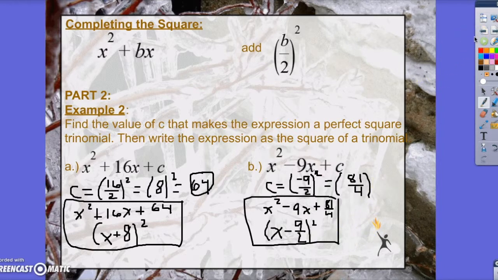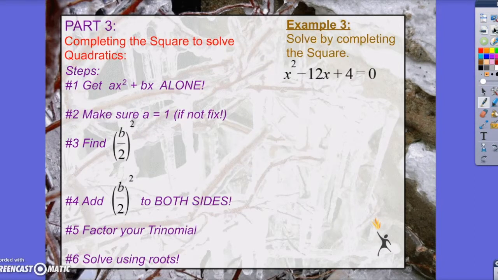Now let's put this together. Let's take example 1, example 2, and combine them to solve some problems. So you see here first, part 3, completing the square to solve quadratics. I have all the steps listed to the left, and then I have the problem to the right. We're going to solve by completing the square. Step 1, get ax squared plus bx alone.